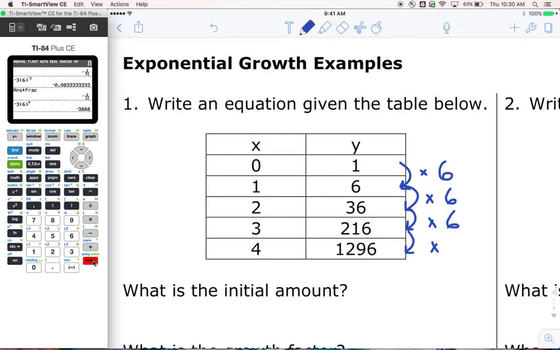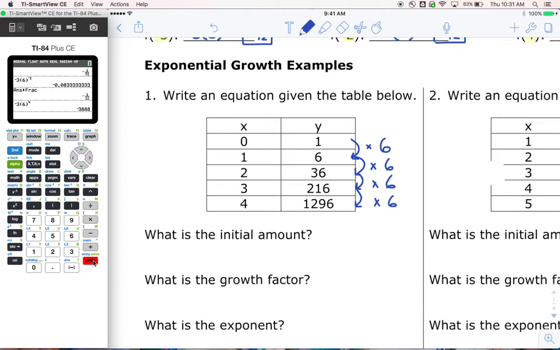Everything else we've done so far has either been adding by a constant rate or looking at the second differences where we've still been adding. So this time we're multiplying. Y'all, that's what makes this exponential, is we're multiplying from one term to the next.